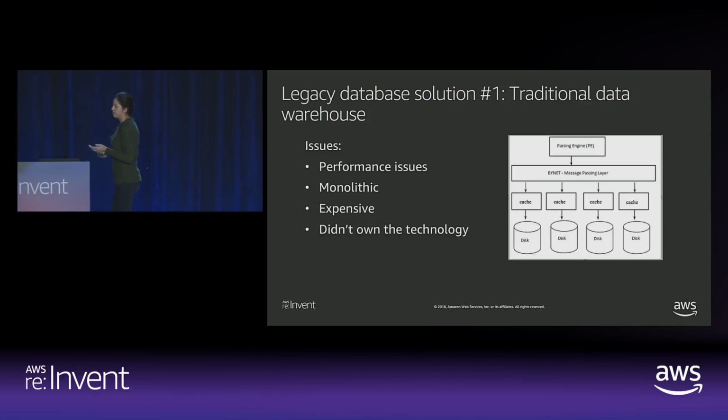Then in 2011 and early 2012, GE as a whole was undergoing a transformation. We were looking at different strategies, and we wanted to get out of the data warehouse game, in particular on-prem. So we started to look at cloud technologies to see if that was a viable option.